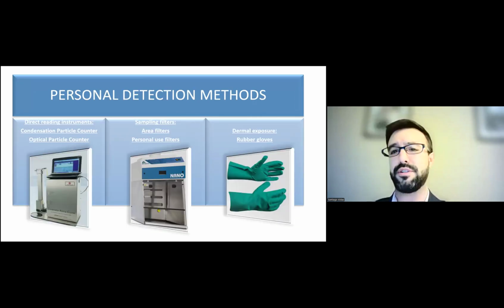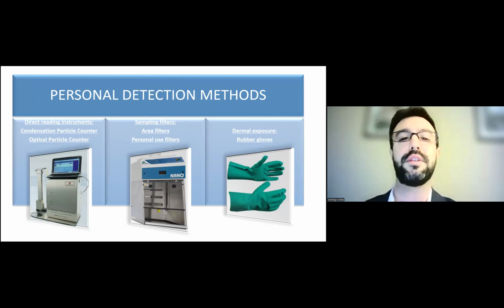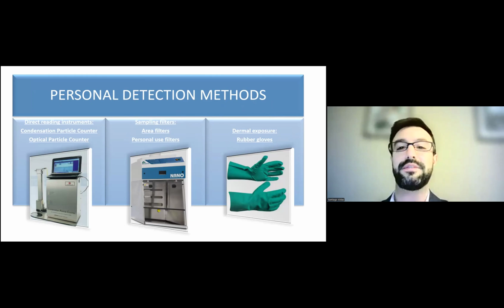We also have personal detection methods, like direct reading instruments such as the condensation particle counter or the optical particle counter. We have sampling methods that can be area filters or personal use filters. And finally, thermal exposure rubber gloves, which can be studied at the end of a work day to see how much dustiness the worker was exposed to.